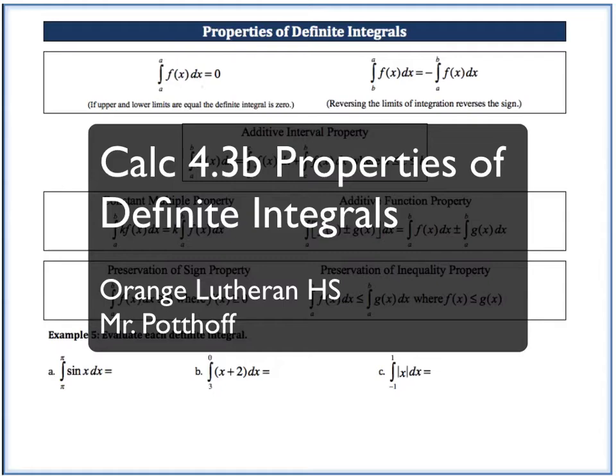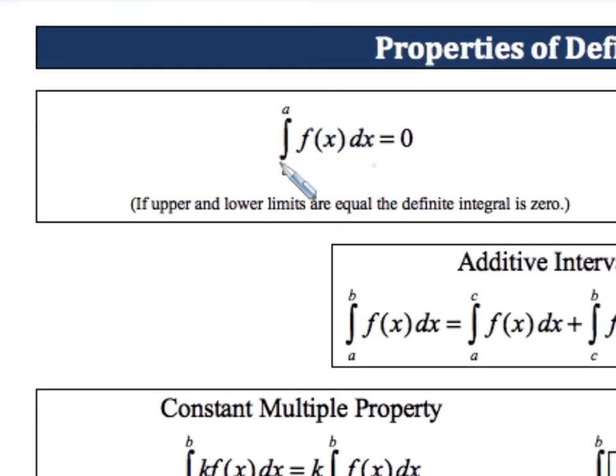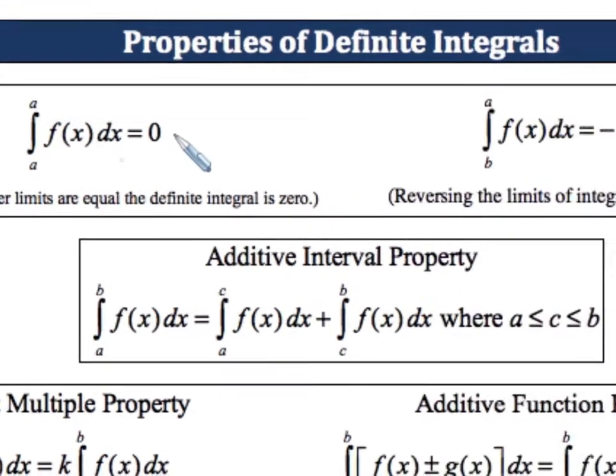All right, next we're going to talk about some properties of definite integrals. So if we're looking at this definite integral, the limits of integration are from a to a. And if the upper and lower limits are equal, then the definite integral is going to be equal to 0. In other words, there's not going to be any area in there if we go on the interval from a to a. So when it's the same, it equals 0.